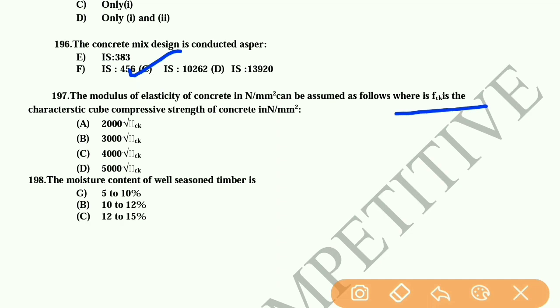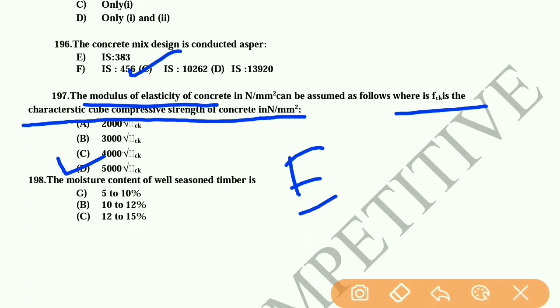The modulus of elasticity of concrete in Newton per millimeter square can be assumed as follows, where fck is the characteristic cube strength of concrete. Okay, so the modulus of elasticity E equals 5000 root of fck होगा. So option D is right. E equals 5000 root of fck. Moisture content of well seasoned timber is 10 to 12% रहना चाहिए.